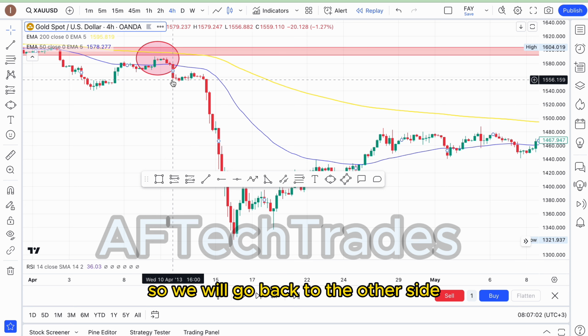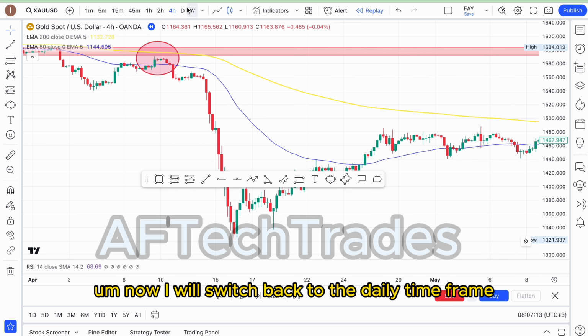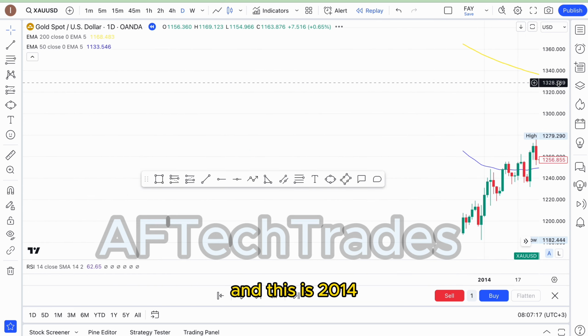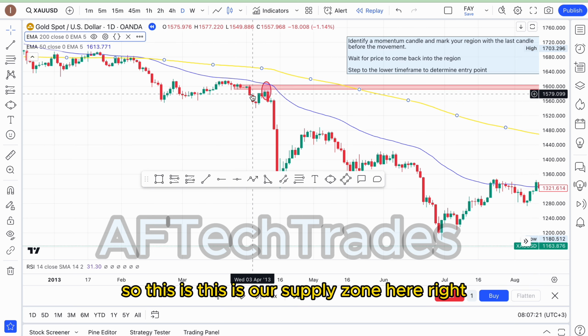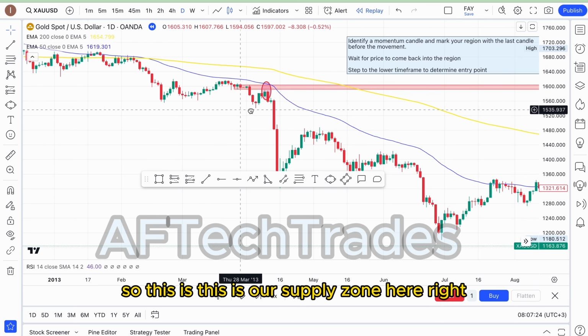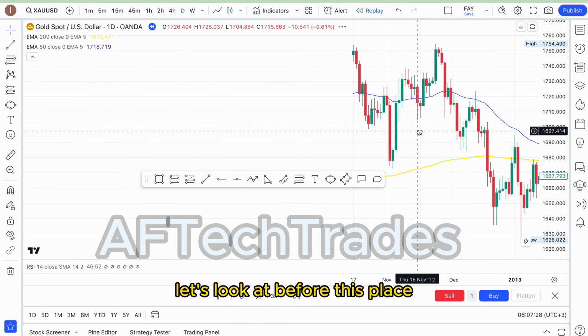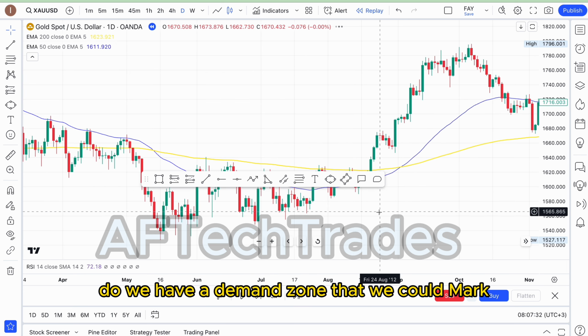Okay, so we will go back to the other side. There is something I did not mark before. I need to mark the supply, and I need to mark the demand. Now I will switch back to the daily time frame, and this is 2014. We'll go back again. So this is our supply zone here, right? Let's look at, before this place, do we have a demand zone that we could mark?